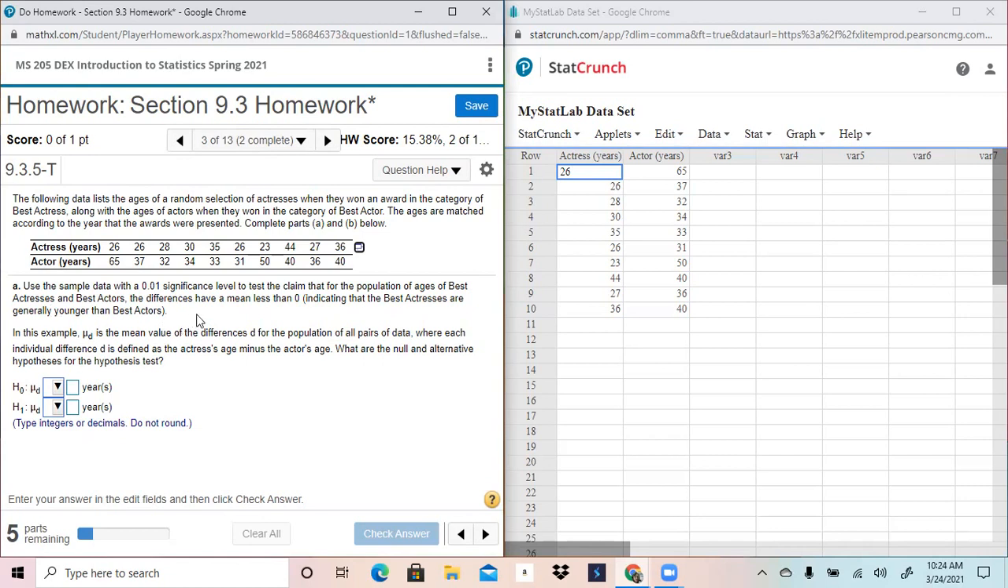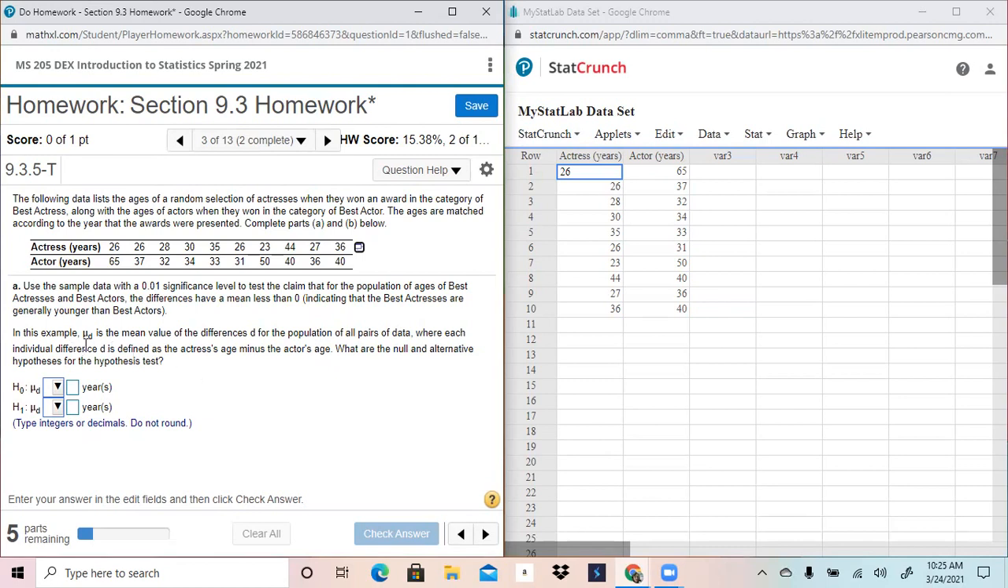So use the sample data with a 0.01 significance level to test the claim that for the population of ages of Best Actresses and Best Actors, the differences have a mean less than 0. If the actress's age minus the actor's age is less than 0, meaning that's negative, then that means that the actress's age would on average be younger than the corresponding actor's age, right? So it's indicating that the best actresses were generally younger than the best actors.